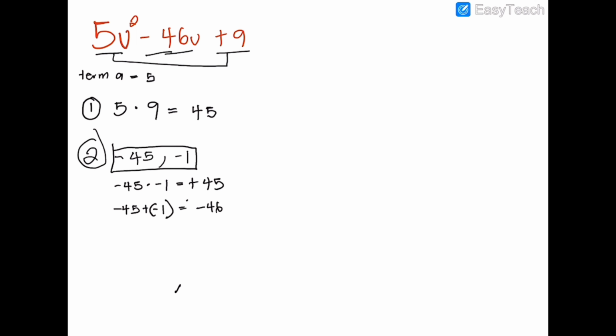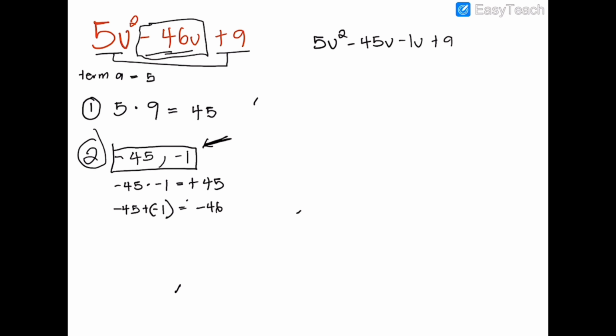So then the next step is you're going to rewrite those two numbers, the two numbers from step 2, in place of the B term. And you're going to add variables as needed. So what do I mean by that? I'm going to explain. We have 5v squared. Now, in place of negative 46v, we're going to put negative 45v and negative 1v. So we're going to have negative 45v, and I'm adding the v this time, right? And then we're just going to keep our positive 9. Again, just replacing the B term with the negative 45 and the negative 1.